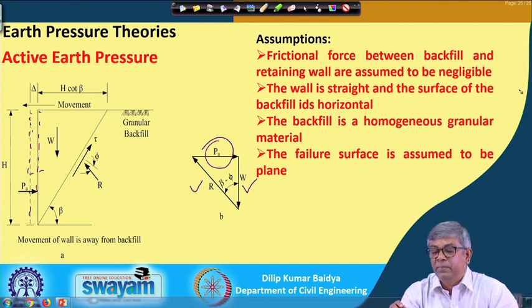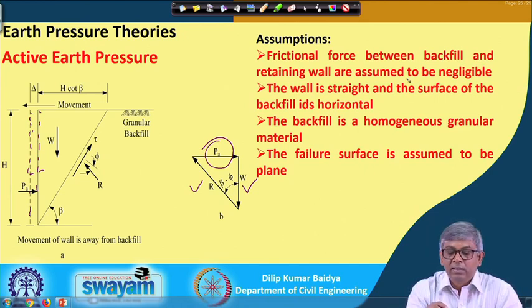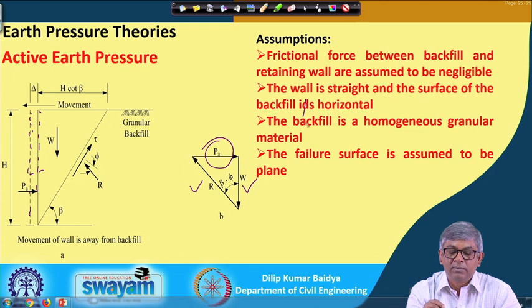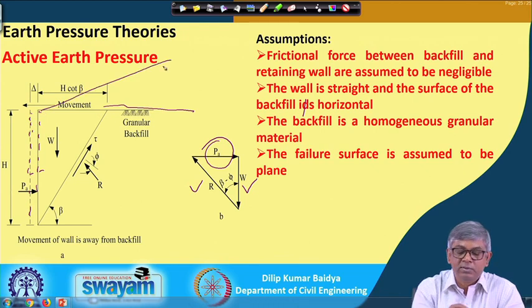Frictional force between the backfill and the retaining wall is assumed to be negligible. The wall is straight, and the surface of the backfill is horizontal. That means we can see this is the horizontal backfill we have taken, it could have been like this also.